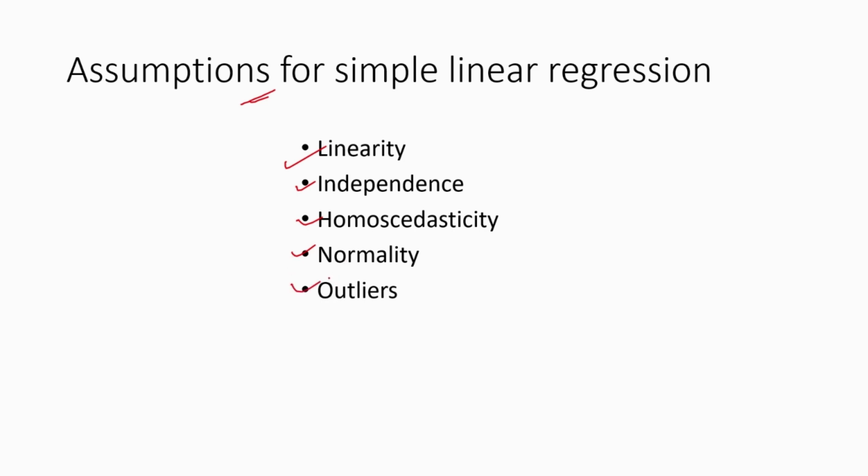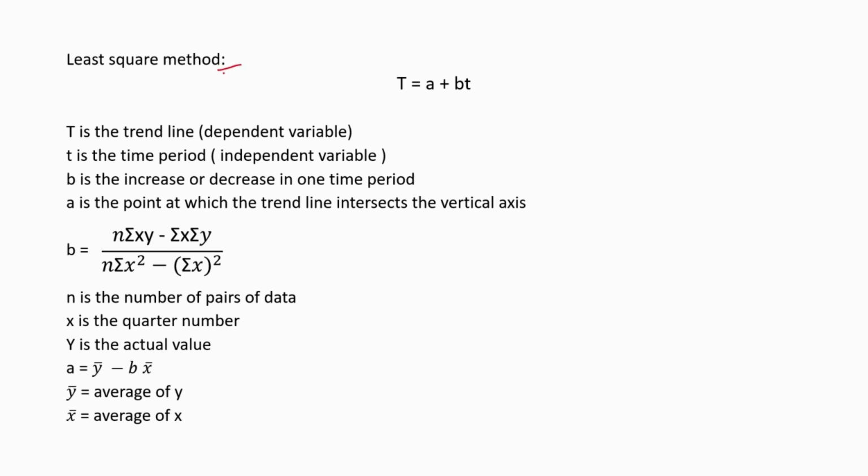Outliers. There should be no significant outliers. Outliers are data points that lie far away from the other observations and can have a significant impact on the results of the analysis. This is the least square method. This comes under simple linear regression.